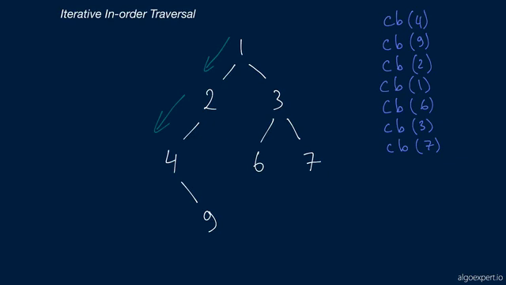Now, on the other hand, let's erase these arrows. Imagine you had already explored all this left subtree, and you were coming up like this from this 4 node here.